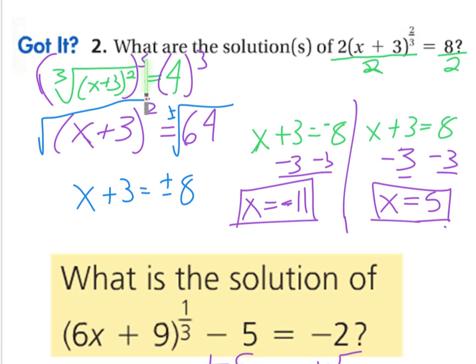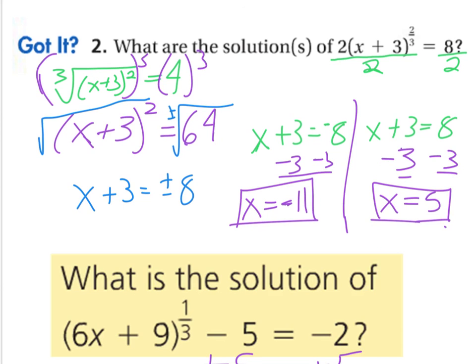We can take care of the cube root first, so cube both sides. 4 cubed is 64. We then take care of the squaring by square rooting both sides. We have to add in the plus and minus, so we get positive and negative 8. We set up 2 equations, subtract 3 from both sides. In both of those, we get x is negative 11 and x is 5.